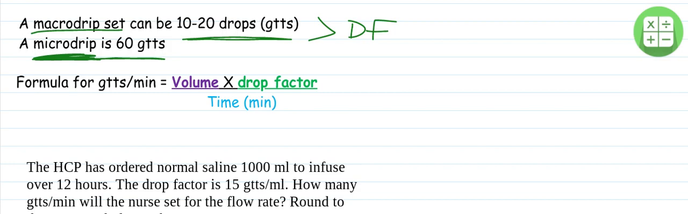The formula for drops per minute is volume times drop factor divided by time. This is very important. You must convert the time to be infused into minutes. If it gives you the time to be infused in minutes, you're good. But most of the time, it's going to be in hours, and you're going to have to convert that time to minutes. So what we're going to do is work out a few problems.